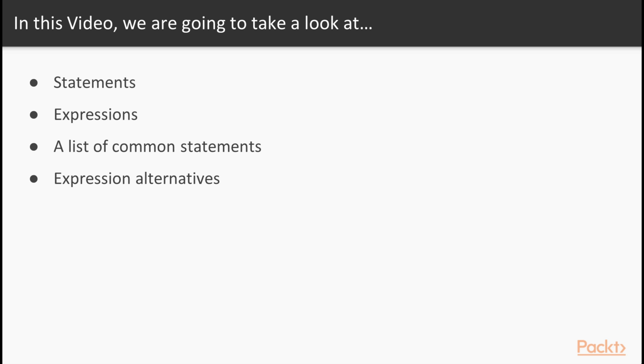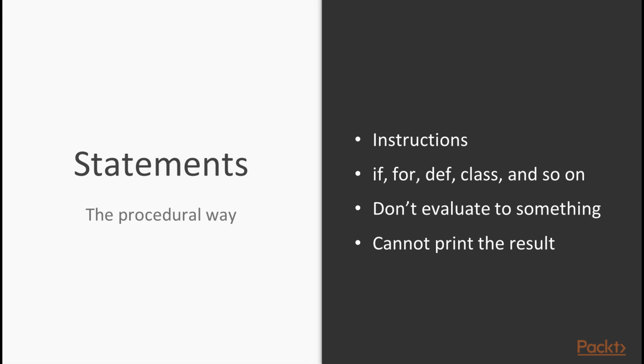So what are we going to cover in this video? Well, we're first going to take a look at statements, and then a couple of expressions. And we're going to look at a list of common statements and their expression alternatives. What is a statement? A statement is an instruction to the Python interpreter, essentially. There are many statements that you are undoubtedly familiar with. For example, an if statement, a for loop, a def with which you define a function, class with which you define a class, etc.